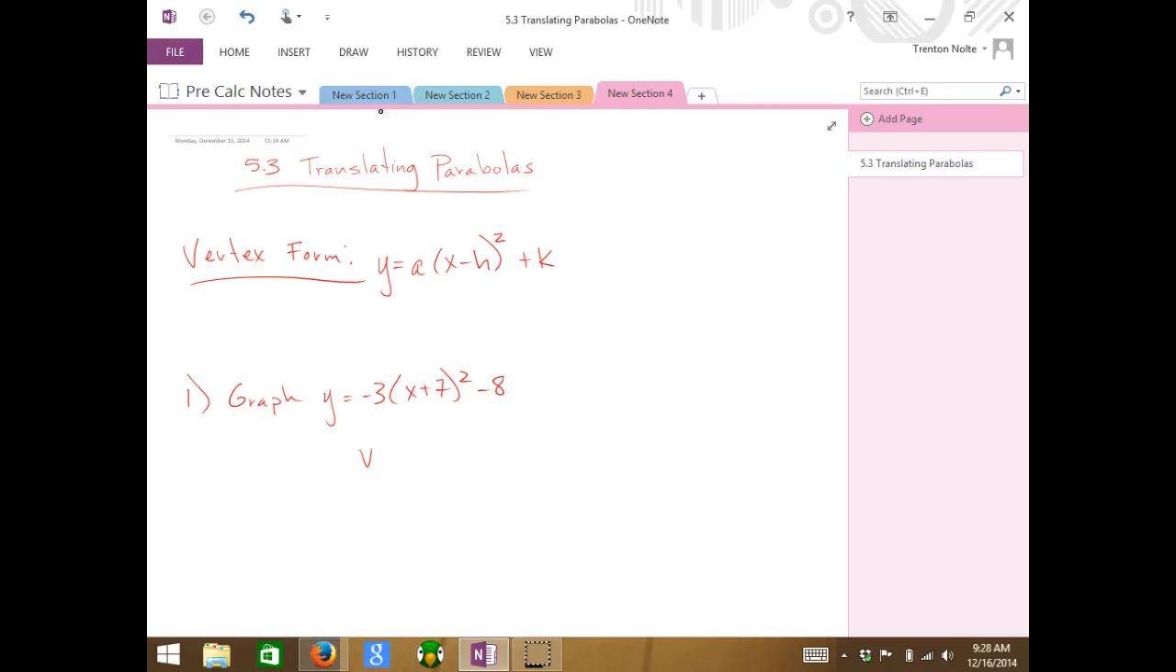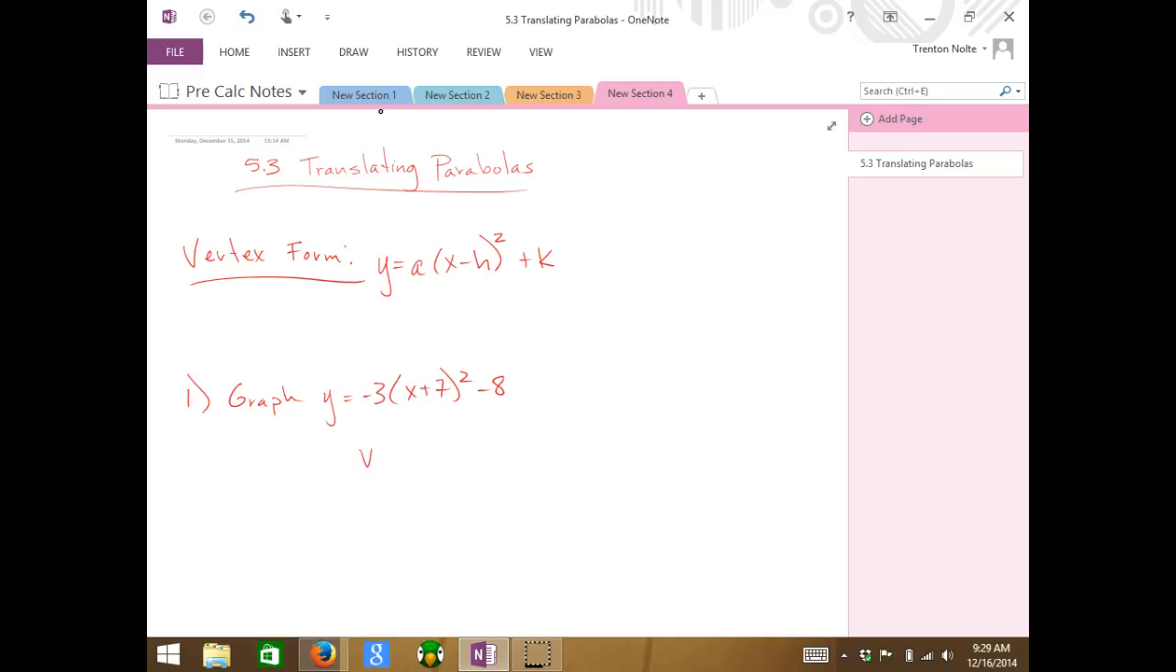Okay. So 5-3, as I've previously written, is translating parabolas. We are doing exactly what we did in the warm-up today. We're going left, right, up, down, and so forth. So we're just gonna tweak and refine the details of what we were doing previously.